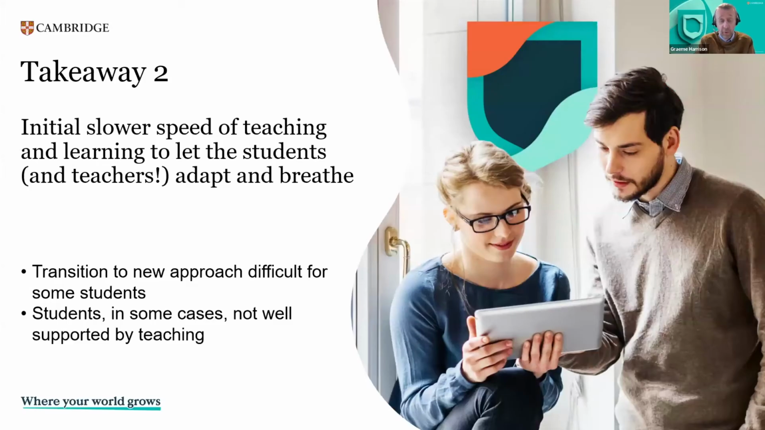So what we thought would be a good idea is, along with the induction, that there was a slower speed of teaching and learning in the first term. So reduce the learning objectives, give the students a chance to understand and get used to what the flipped classroom approach is. And then hopefully you wouldn't have so many of them falling behind so early on.